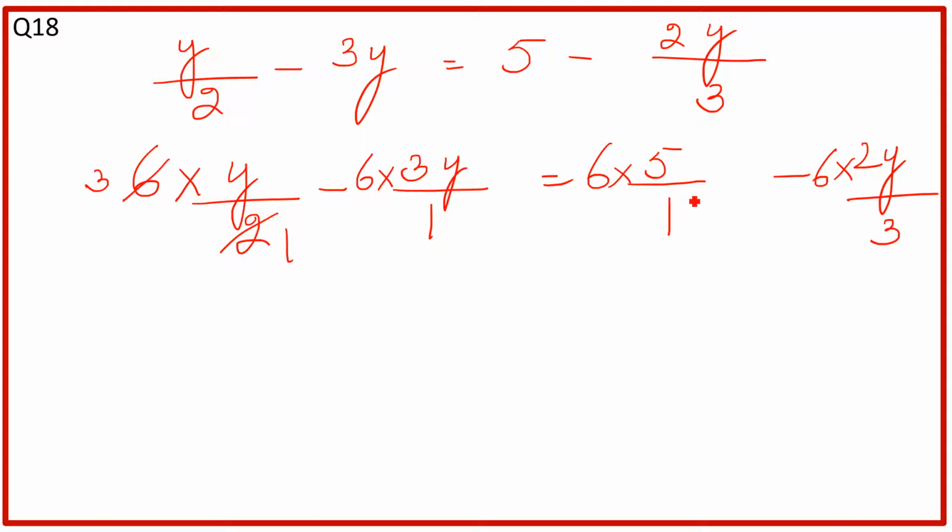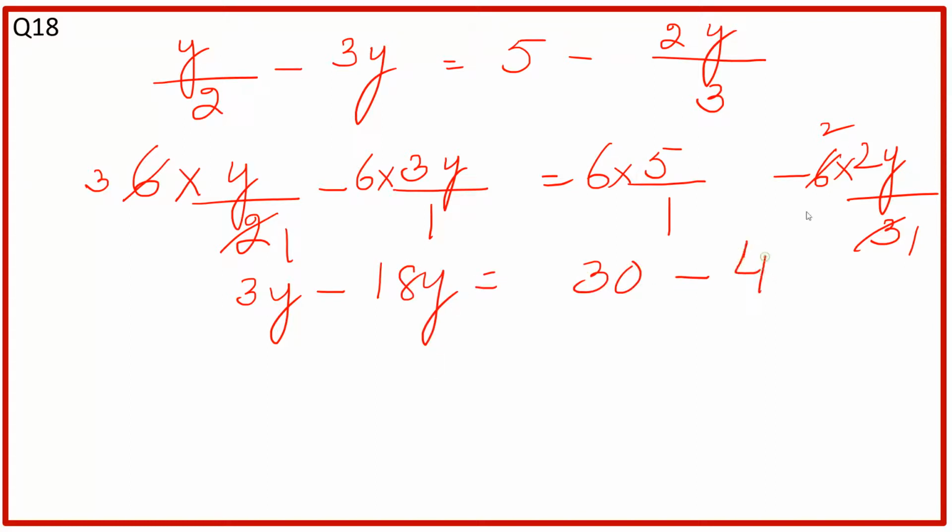This will remain the same because in the denominator we have 1. Now we have 1, 1, 1 in the denominator. 3, 1 times 1, 3, 2 times 6. So here we have only 3y left. Negative 6, 3 times 18y is equal to 30 minus 2, 2 times 4, 4y left. All the denominators are 1, so there is no need to write down the denominator.